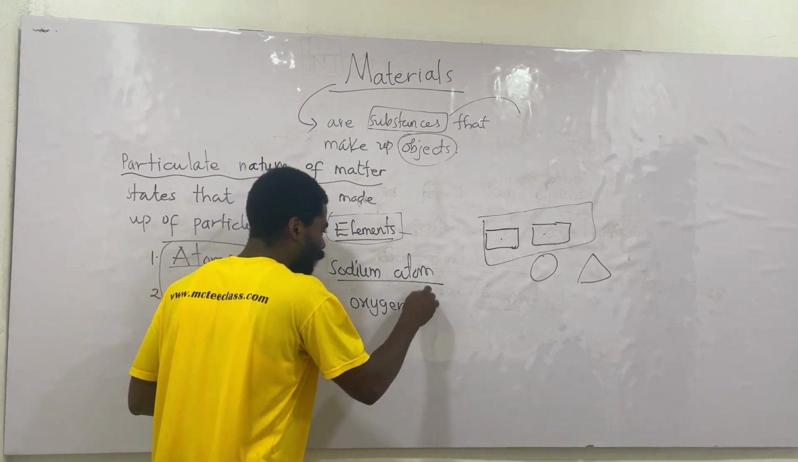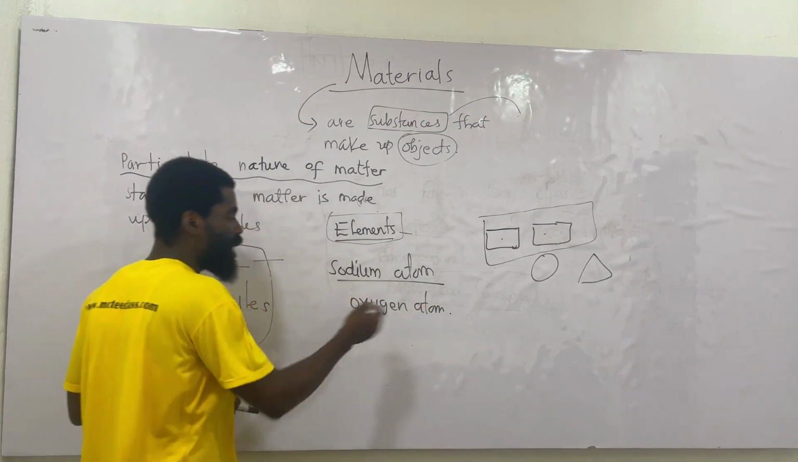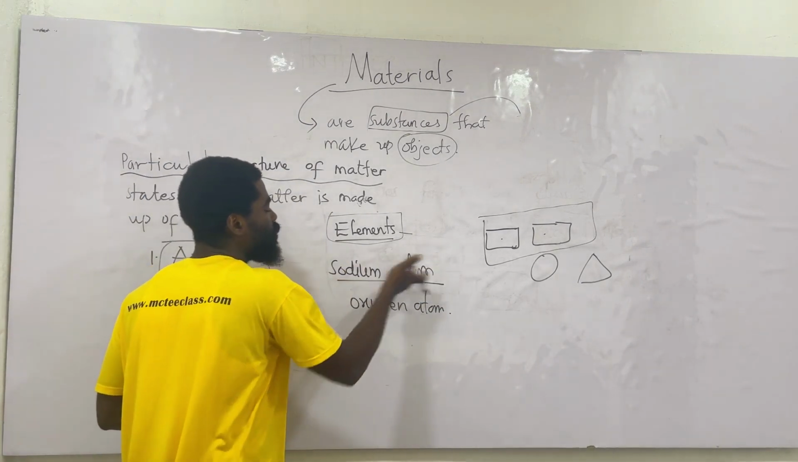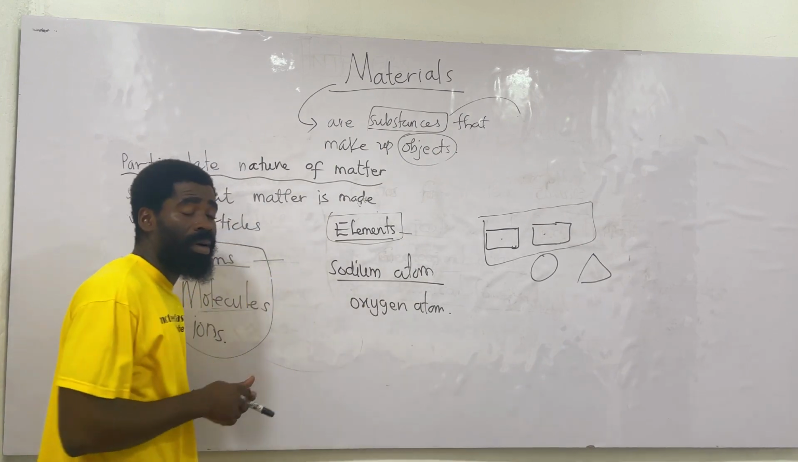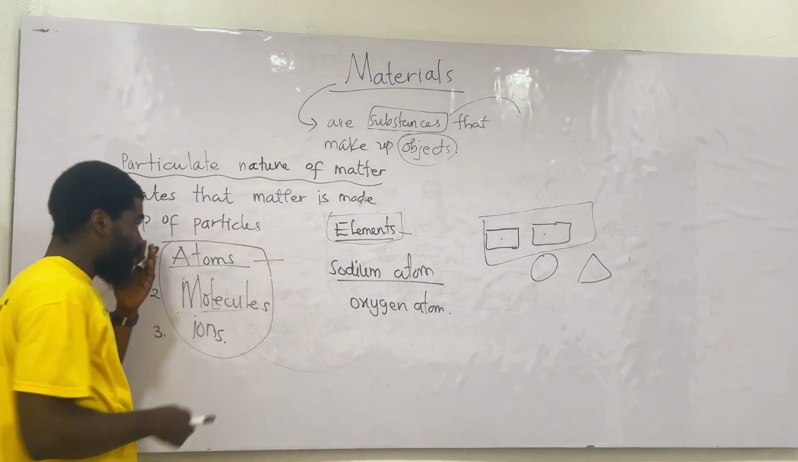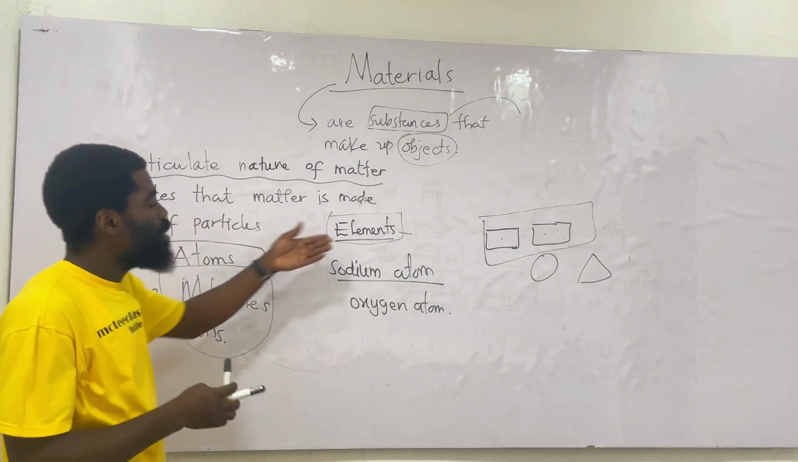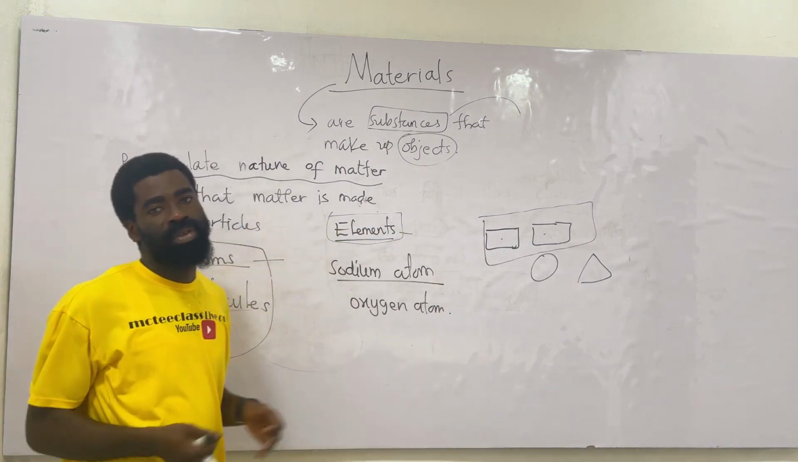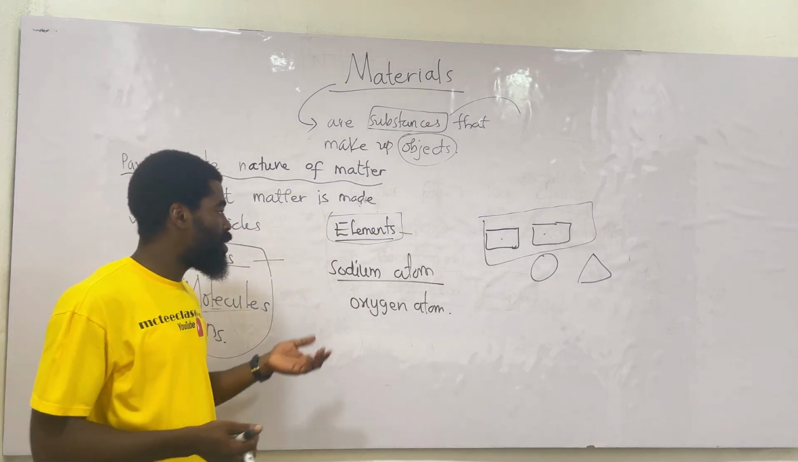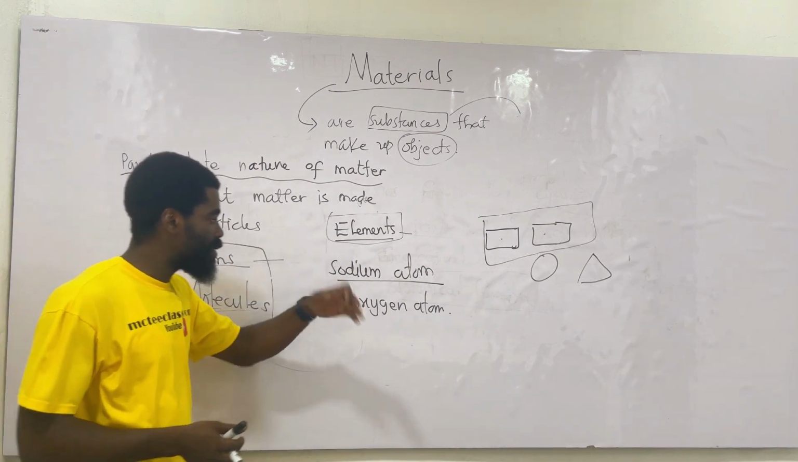Oxygen is another atom. So take note of this. So these are atoms, right? We can also say sodium element, oxygen element. They are all the same. We can use elements and atoms interchangeably because elements are basically a group of atoms of the same kind. So atoms are the smallest particle of an element.